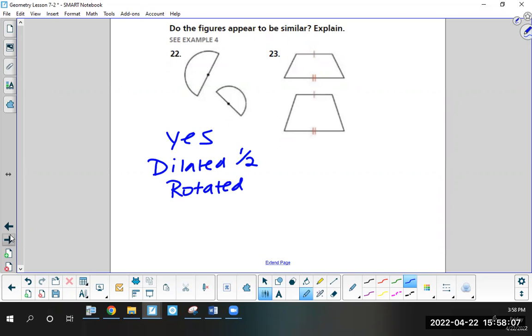Now, if you look at number 23, this one is a no. They are not the same shape. Although they're both trapezoids, you can tell the proportions are just not right. If I enlarge that top one, the height should still be shorter than the entire thing. So this one is not proportional. There's nothing that's going to map one onto the other. So it is not a similarity.